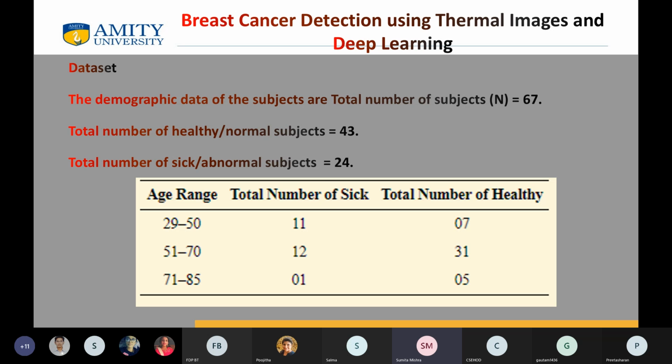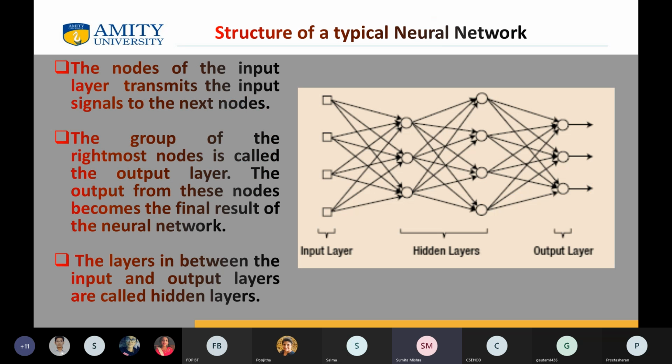We used a deep neural network for realization of this model. A deep neural network is basically based on neural networks, but the difference is that the number of layers between the input and output layer is very large. In our network we have used 14 layers and 12 hidden layers. In the diagram, on the left side you see these square nodes. These are the input layer or input nodes. Input nodes transmit the information to the next nodes. You see these circular nodes. These are the hidden layers. Then the last layer is known as the output layer.